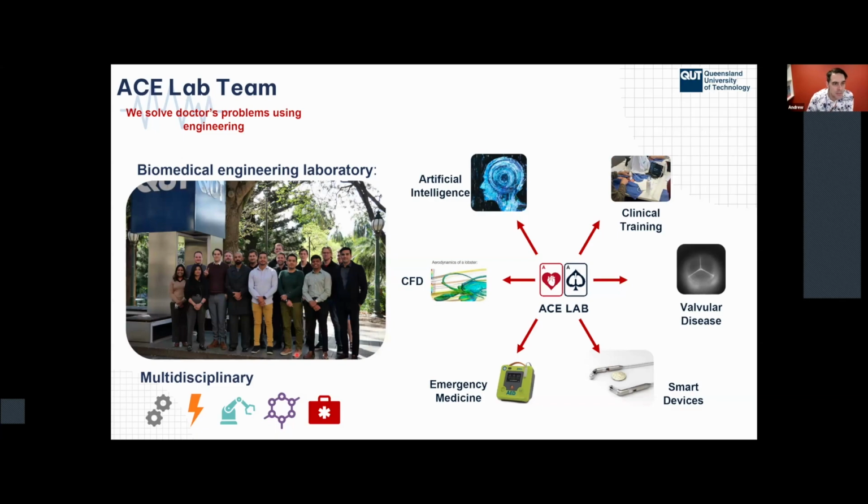So my team is the ACE Lab team. We have a very simple, basic motto. We solve doctors' problems using engineering. I suppose officially you'd call us a biomedical engineering lab, but we have lots of people from lots of different disciplines working in our lab: mechanical engineers, electrical engineers, mechatronic, materials, and even occasionally we have clinicians come and do their research in our lab amongst the engineers. As I said, we work on a range of things: artificial intelligence, CFD, emergency medicine, smart cardiac devices, valvular heart diseases, and also clinical training.